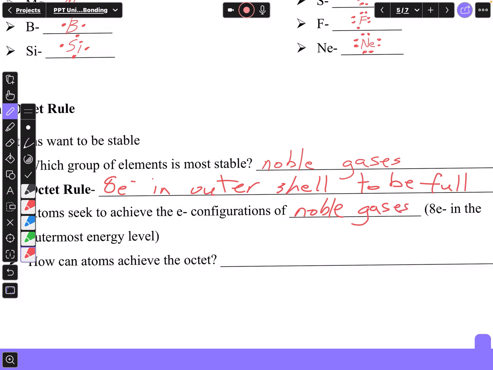And how can atoms achieve an octet? Well, there's a few different ways. They can lose electrons. For example, metals tend to have just a few electrons at their outer energy level. It makes more sense for those to lose those electrons than to gain a bunch of them. It takes less energy to lose one so that your next energy level is full than to gain 7 to have 8. And nonmetals have 5 or more electrons in their outer energy level. It makes more sense for them to gain 1, 2, or 3 electrons to become stable.